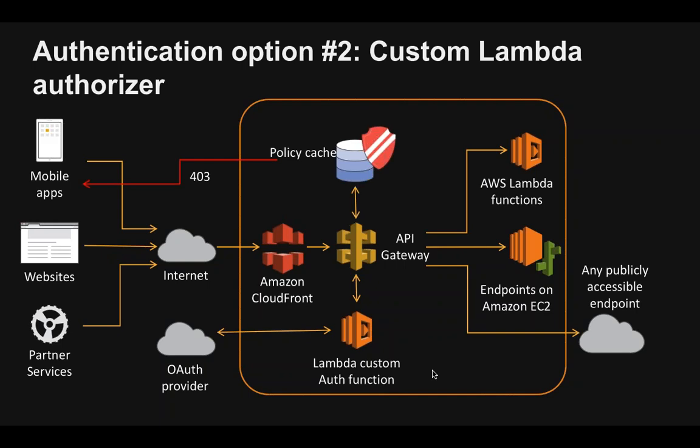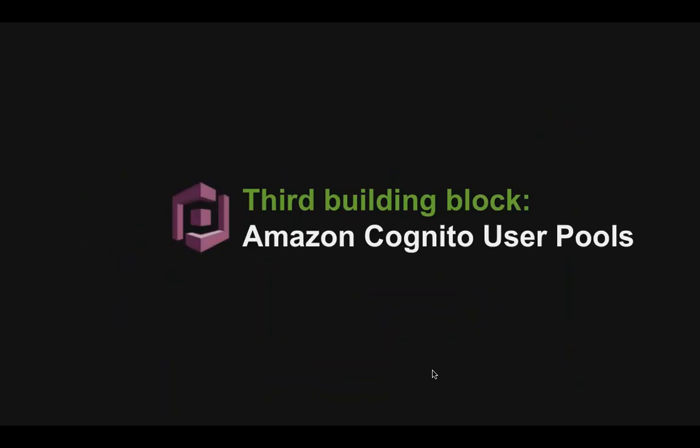Now, these policies are cached for a configured TTL, and API Gateway will only invoke your Lambda function the first time it sees a token. All calls that follow during the TTL period are authorized by the API Gateway using the cached policy. So they're the two options, but they rely on an external provider to provide identity. In our note-taking application, we want to store our own users. We want to have a database of users that we can authenticate against, and this is where Amazon Cognito user pools comes in.